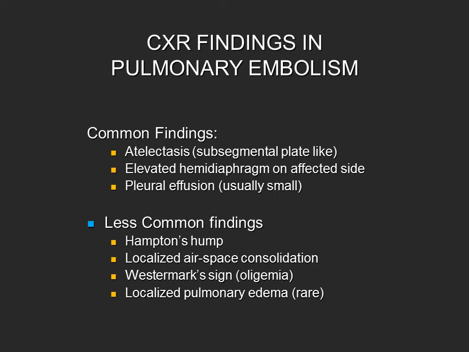Less common findings include Hampton's hump, which is a rounded opacity near the costophrenic angle indicative of pulmonary infarction. Other areas of lung may also undergo infarction, resulting in localized airspace consolidation. Westermarck's sign is a localized area of peripheral oligemia plus or minus distended proximal pulmonary arteries. Lastly, localized pulmonary edema may be a finding, but this is quite rare.